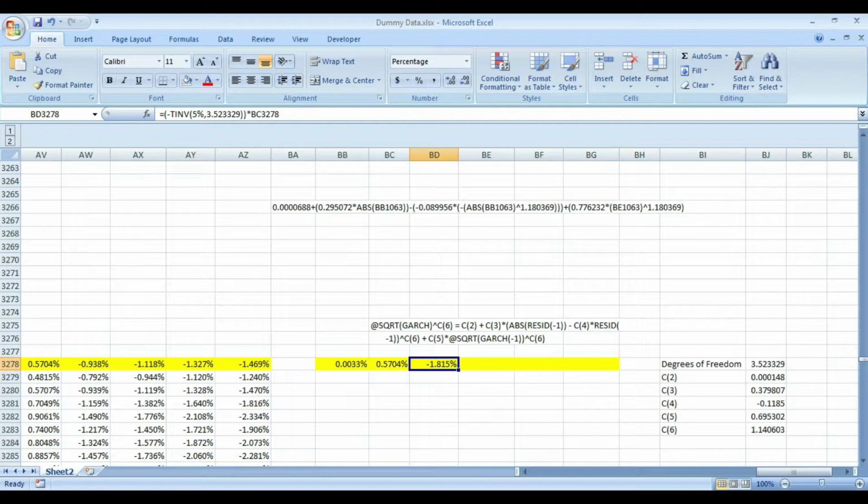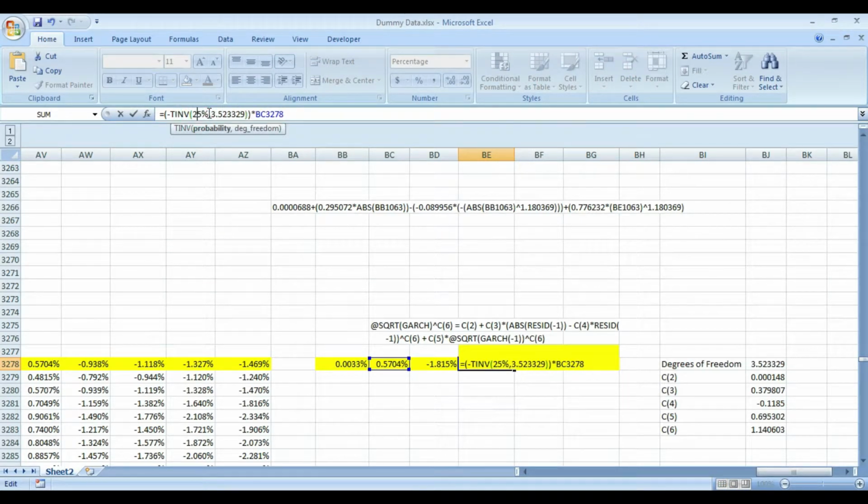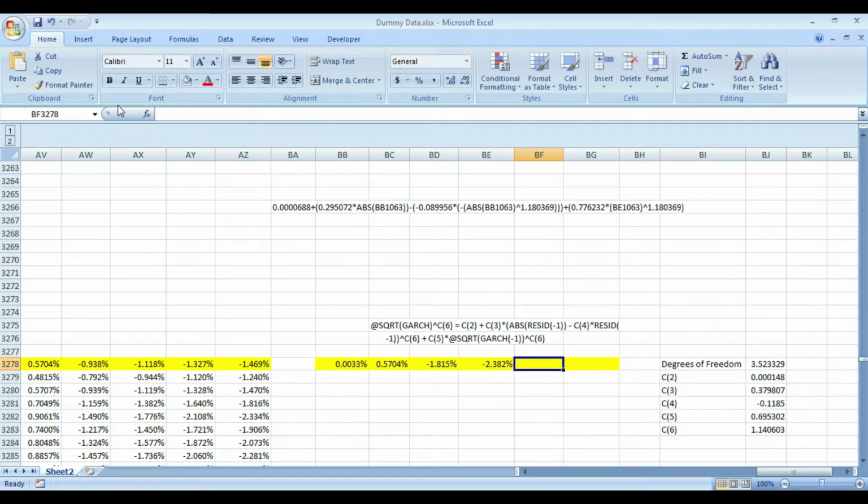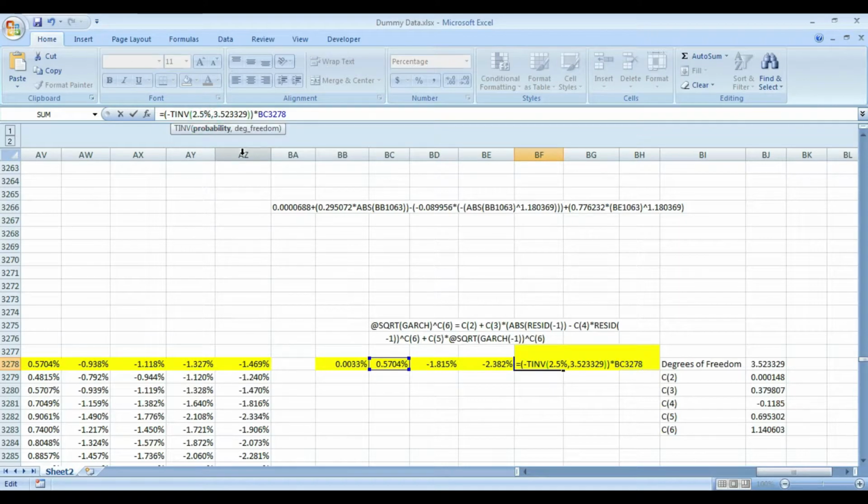So there you go. Now we'll simply copy this. For our 97.5, this thing will be 2.5% significance level. For our 99%, this thing will simply be 1% significance level, sorry. And for our 99.5, this will be 0.5. There you go.